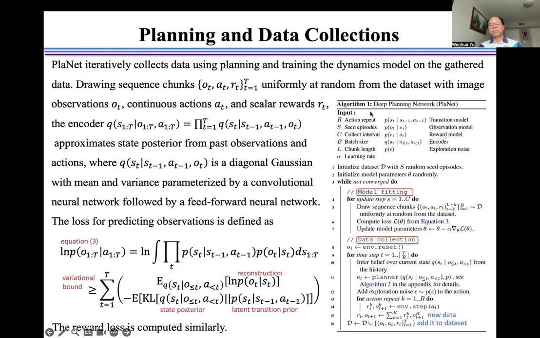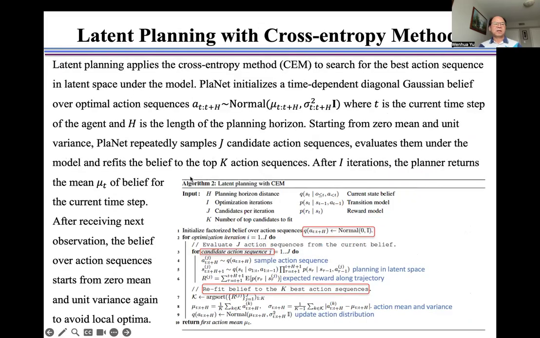Here is the pseudocode of a deep planning network, which consists of two modules. One is model fitting, one is data collection. Latent planning applies the cross-entropy method to search for the best action sequence in latent space under the model.